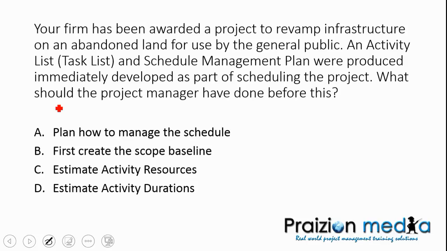Okay, let's start off. So, it says an activity list and a schedule management plan. A says, plan how to manage the schedule. That's already been done in the schedule management plan. Okay, so we can strike off A, can't be A. B, first create the scope baseline. When do we do that? Oh, we do that before creating the activity list. That could be a plausible option.